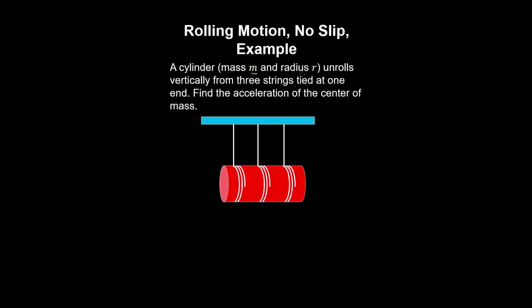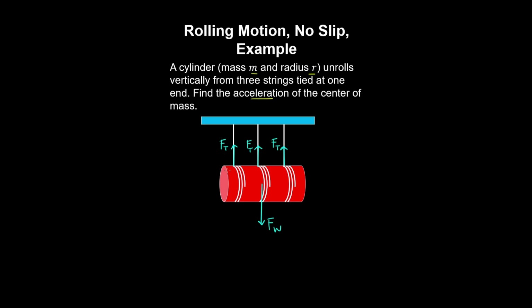A cylinder with a mass m and radius r unrolls vertically from 3 strings tied at one end. Find the acceleration of the center of mass. Well, drawing a free body, we have the tension forces in the cables and the force of weight of the cylinder.